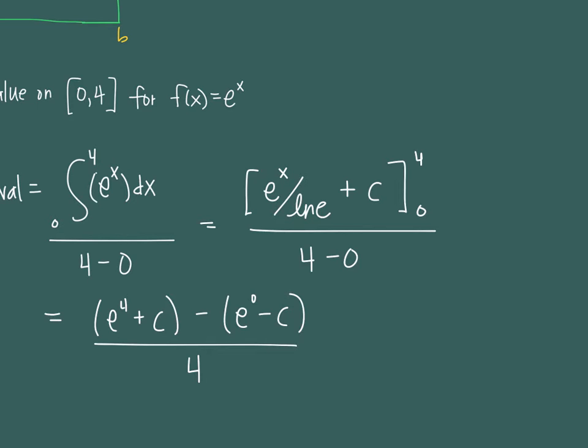Now the c's do cancel each other out, but again, e to the 0 isn't 0. E to the 0 is 1. And so I'll have e to the 4th from the first quantity minus 1 from the second quantity over 4. Okay, that is the exact numerical value of the average value of this function. Now that's going to turn out to be an irrational number of some decimal value. We could figure out what that is, whatever e to the 4th minus 1 over 4 is.